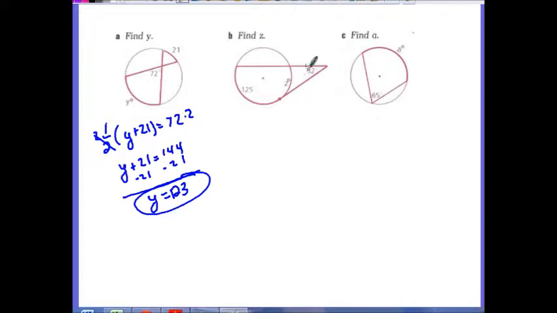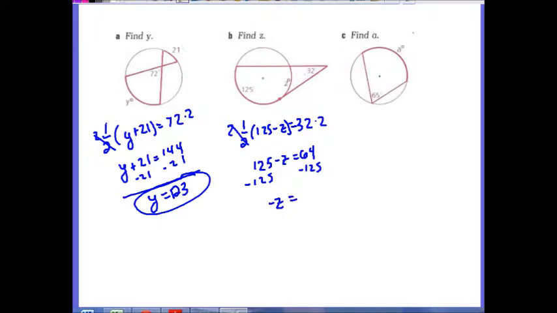For our second one, it's an outside angle. So 1/2 the difference of the arcs is going to equal my angle. Again, let's go ahead and double it. By doubling it, we cancel out that 1/2, which leaves me with 125 minus z equals 64. Now let's subtract 125 from both sides. That leaves me with negative z equals negative 61. Divide both sides by negative 1, so z is a positive 61.